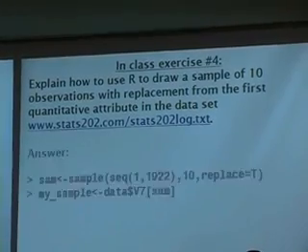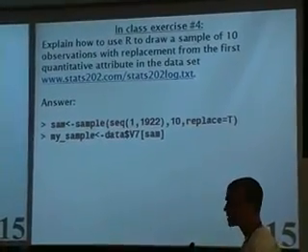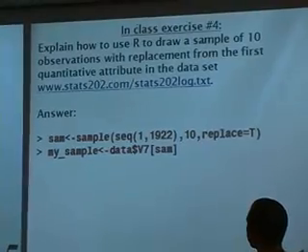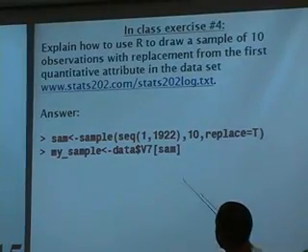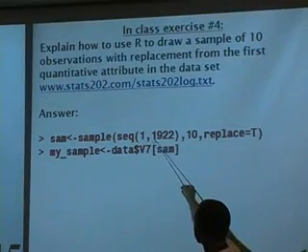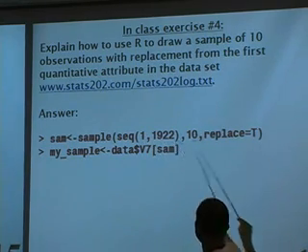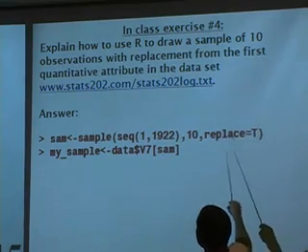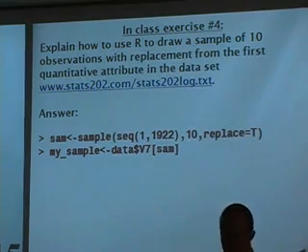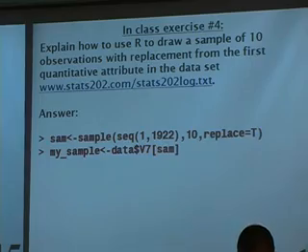Well, I put the code up here and I'll tell you what this does. Basically, I'm creating a new object called SAM, and that's going to be a sample. Using the sequence 1 to 1922, I'm going to get a sample of 10 integers from the integers 1 to 1922, and I'm going to do it with replacement because I asked you to do it with replacement. So that's the first step, and I think we probably did that.